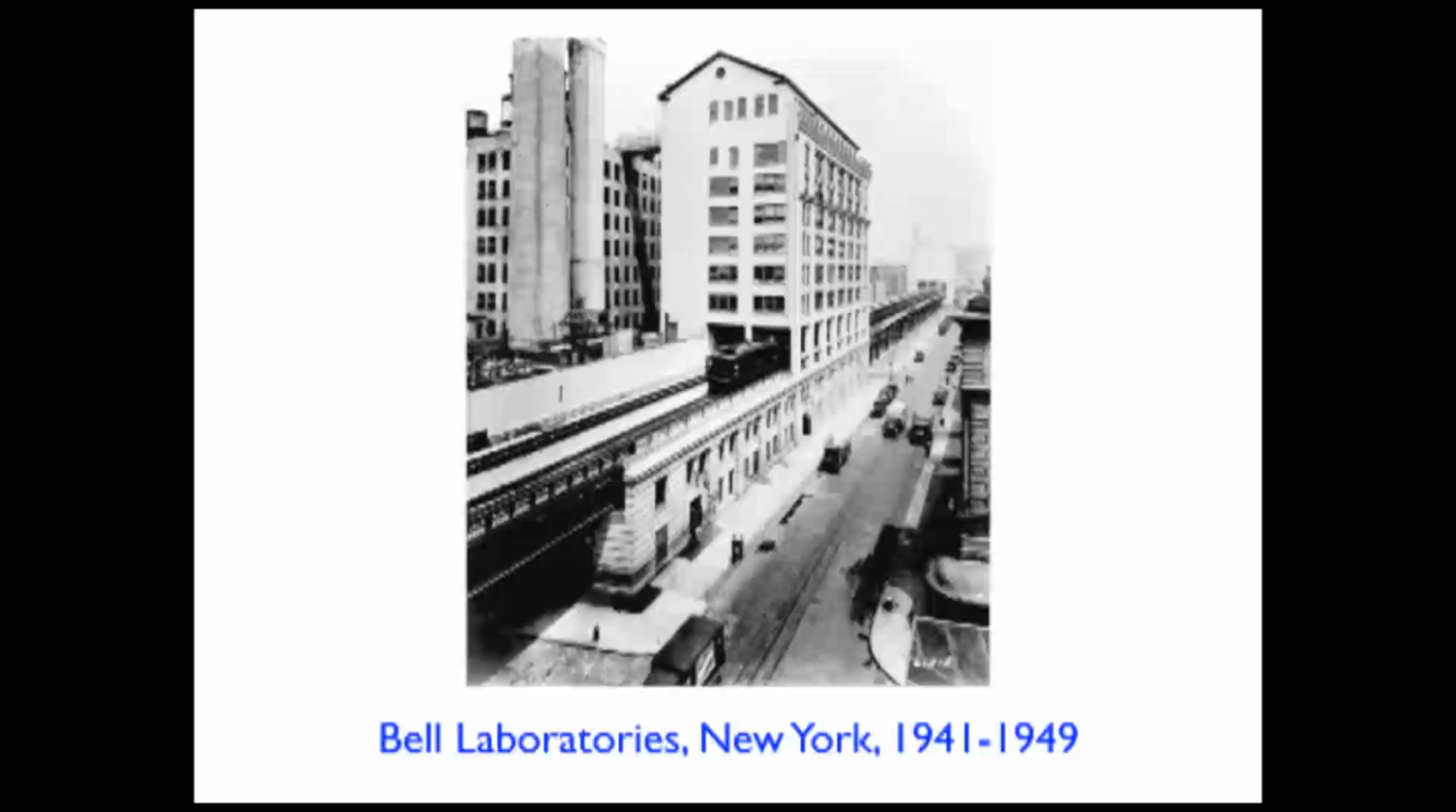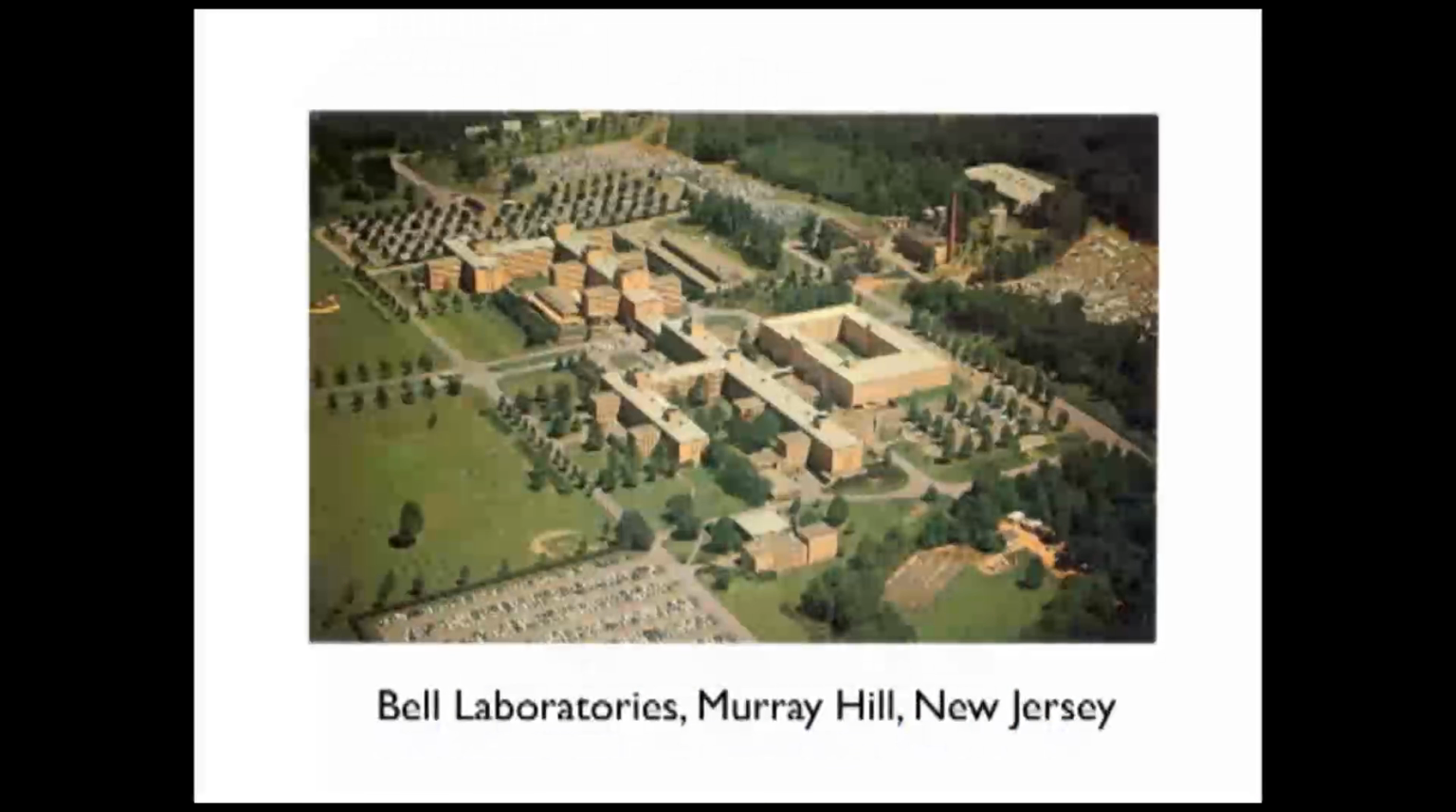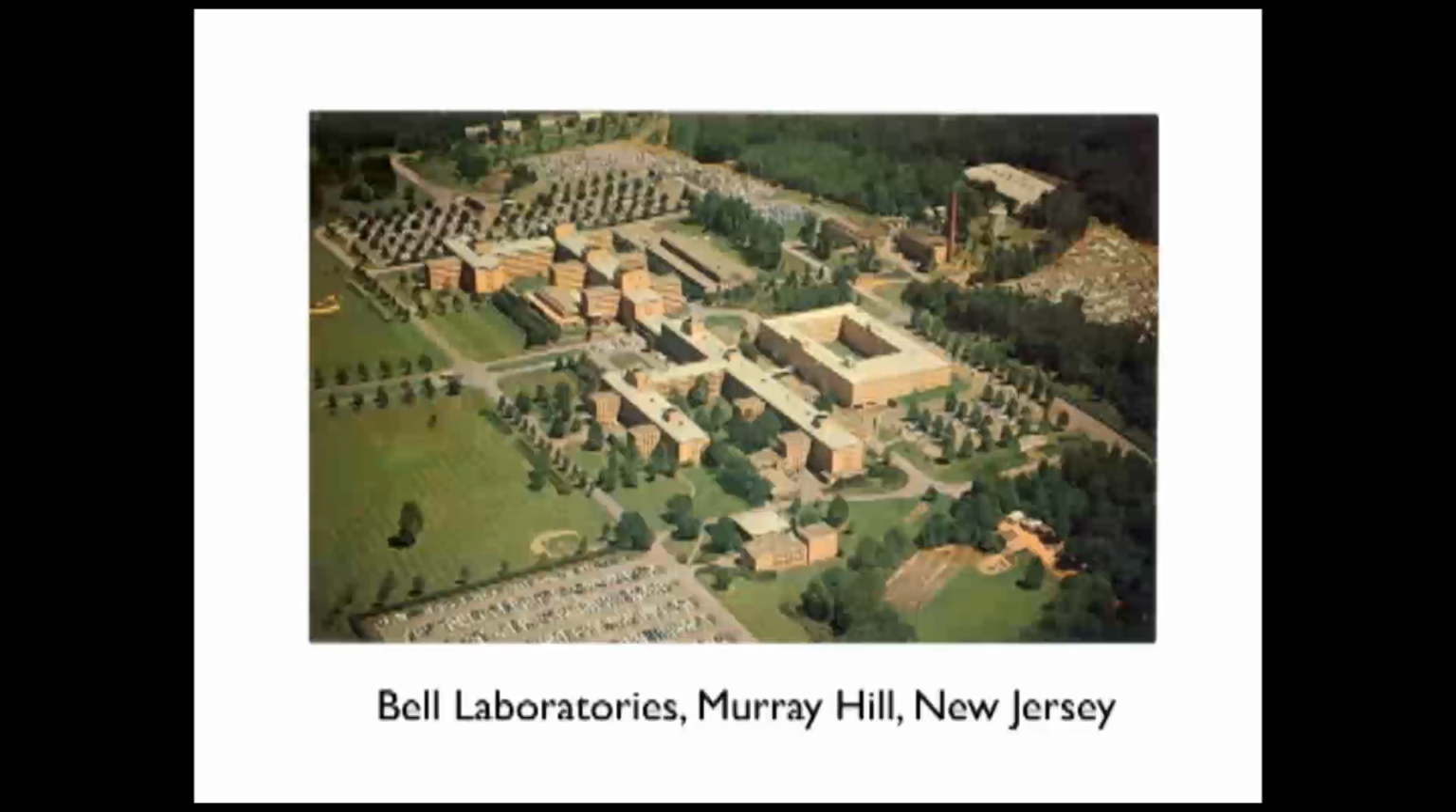Then in 1949, he moved to Murray Hill. This is a picture of how Murray Hill looked when it was first built. And of course, the transistor was essentially invented the same year, 1948, as well as the Hamming code, by the way.